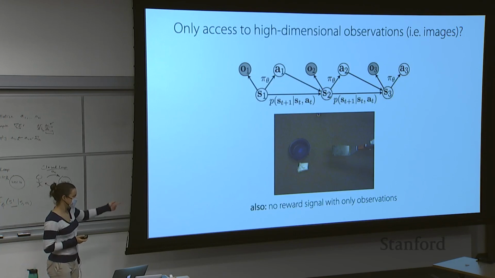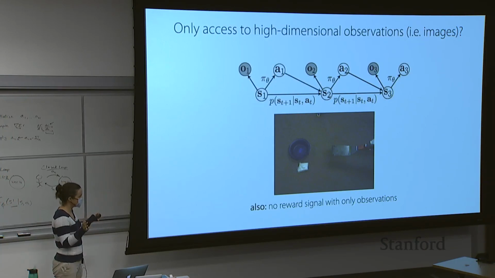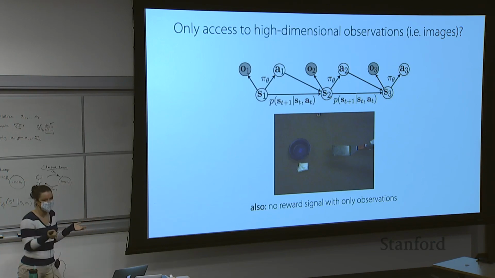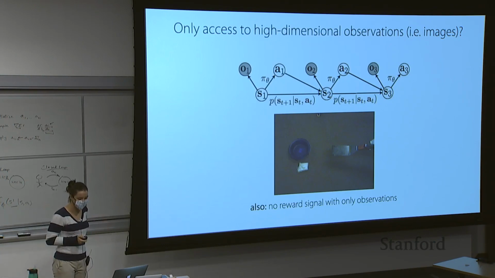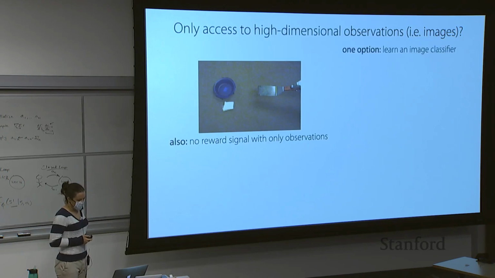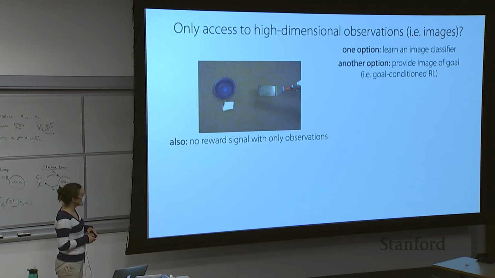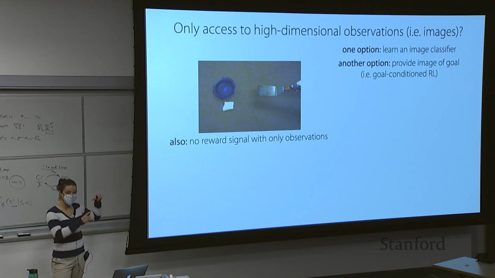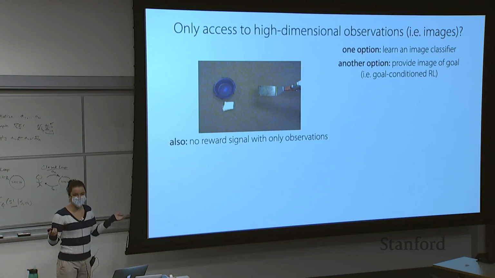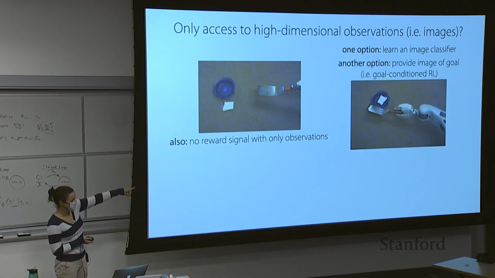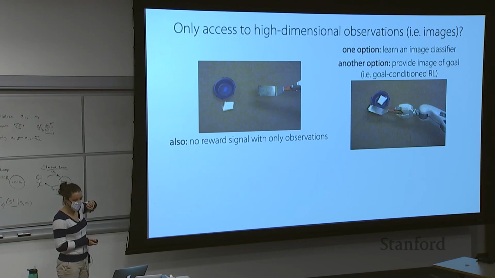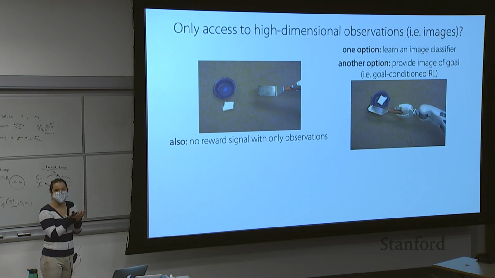Also, it's difficult to define a reward function with only observations. One thing that we could do is learn a classifier, like we talked about before. But in other cases, we might not want to learn a classifier because it would take a fair amount of supervision. So for the reward signal, one option is to learn a classifier. Another option is to provide an image of the goal of what you want the robot to solve, and this essentially corresponds to goal conditioned RL. You could give it an image that looks like this and say, I want you to try to reach this image. And you could use this to derive a reward function that tries to match images, for example.